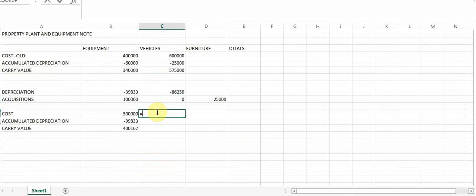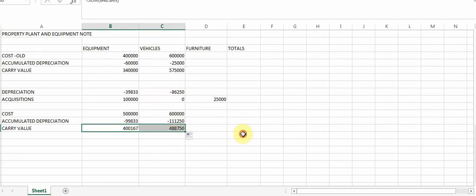Again, the cost price will be whatever I had at the beginning, and I'm going to add the acquisitions, which are in this case nothing. And also the same with the depreciation. I'm going to take the 25,000 I had, and I'm going to further make it negative with 86,250, which gives me 111,225. And again, I am just going to get the difference, which gives me 488,750.